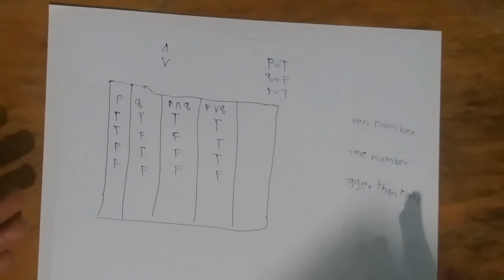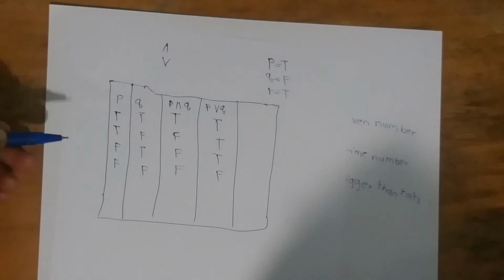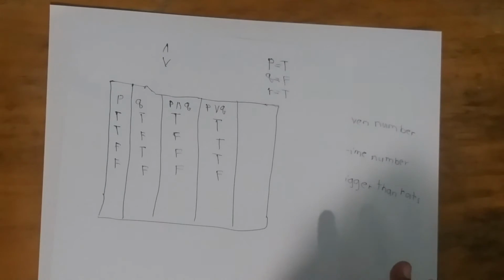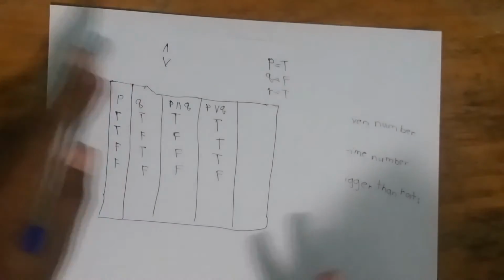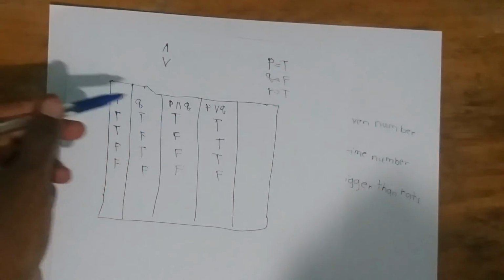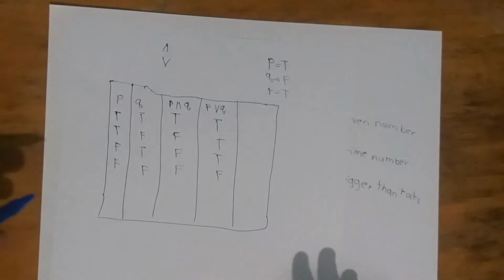The basic difference between these two is that the conjunction is true if and only if both of the statements are true. In the rest of the conditions, it's going to be false. But the disjunction is only false if the two values are false. As simple as that. So note that if the two values are true, the conjunction is true. If the two values are false, the disjunction is always false.